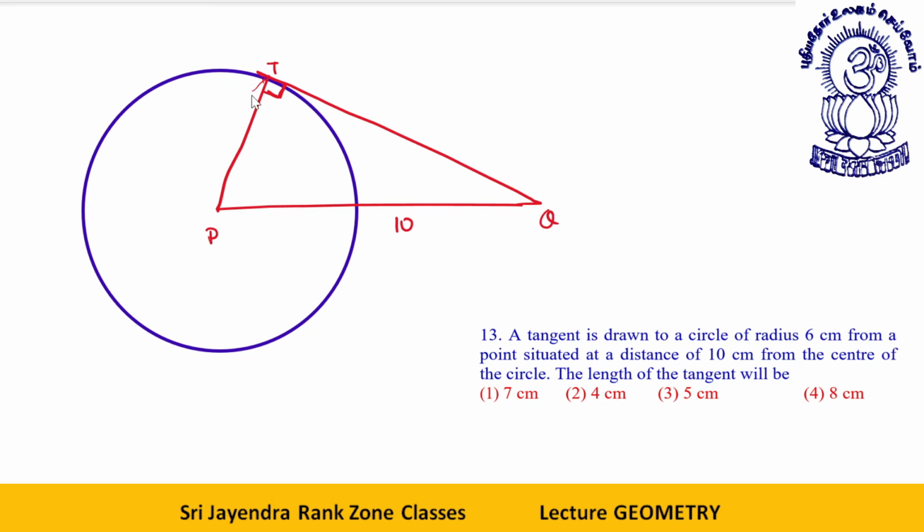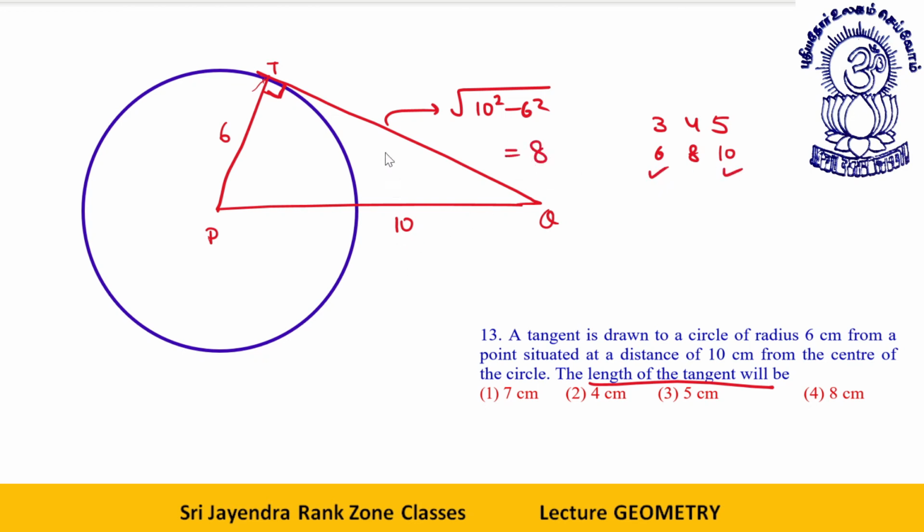A tangent is drawn to a circle of radius 6 centimeter from a point situated at a distance of 10 centimeter from the center of the circle. You have to tell the length of the tangent. So very easy, Pythagoras theorem, this side will be under the root 10 square minus 6 square, directly you know this is 8. 3, 4, 5, double, 6, 8, 10. You have 6, you have 10, the remaining is 8. Next one.